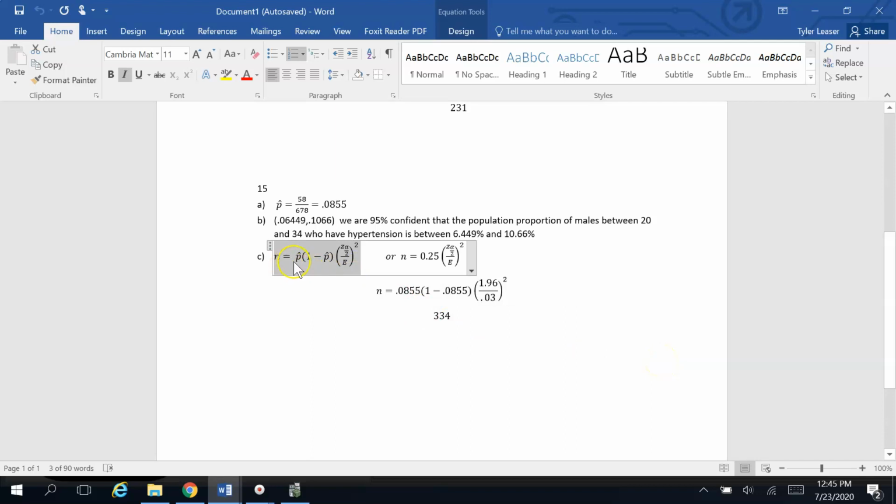So we're going to be plugging in the point estimate, which we found from part A, 0.0855, times 1 minus 0.0855 times z sub alpha over 2. Again, it's a 95% confidence level, so that z-score is 1.96, divided by the error. This time the question said it wanted the error to be within 3 percentage points. Just make sure you change percentage points to actually be a percent, so 0.03 instead of just 3. So we do all that and then we square it. Multiply this all out, and then we get 334 after we round this up to the next whole number.